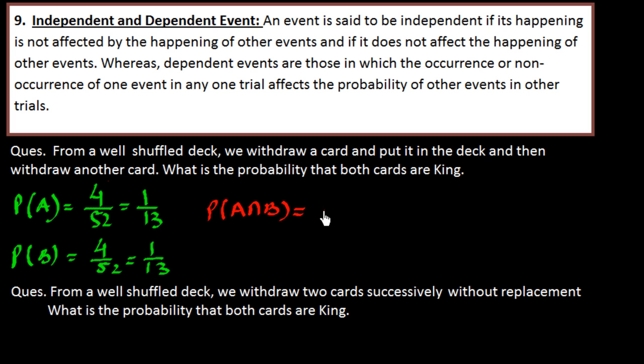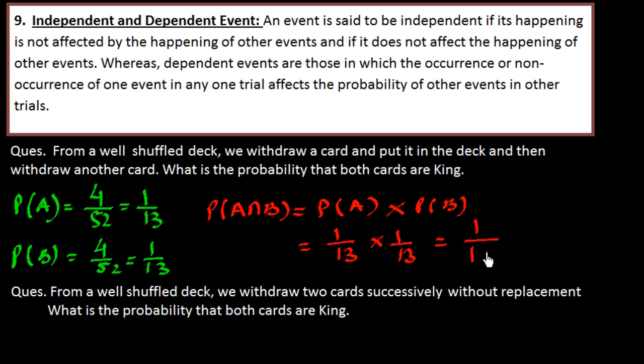So in the multiplication, we have to multiply the probability of both the events, P of A into P of B. So P of A is 1 over 13. P of B is also 1 over 13. It means 1 over 169. So this is the probability of getting both the cards are king.